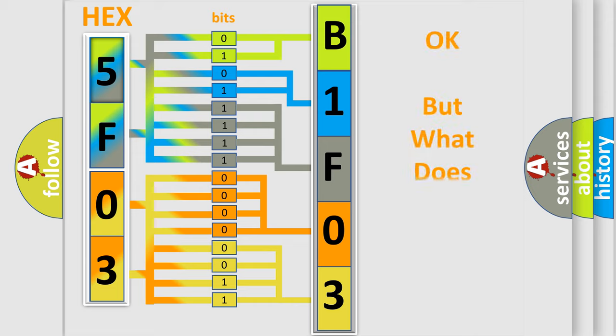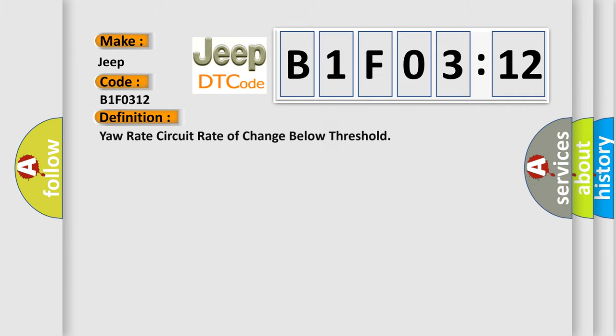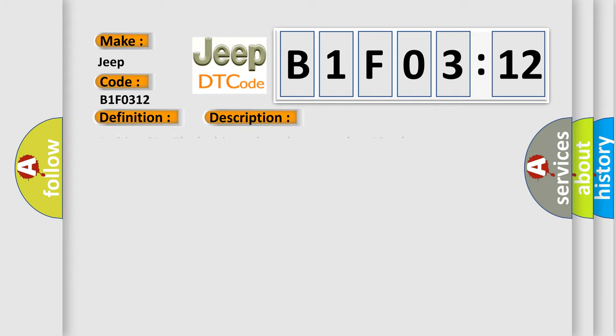The number itself does not make sense to us if we cannot assign information to what it actually expresses. So, what does the diagnostic trouble code B1F03-12 interpret specifically for Jeep manufacturers? The basic definition is: rate circuit rate of change below threshold. And now this is a short description of this DTC code. Ignition on, the ignition voltage is greater than 10 volts.